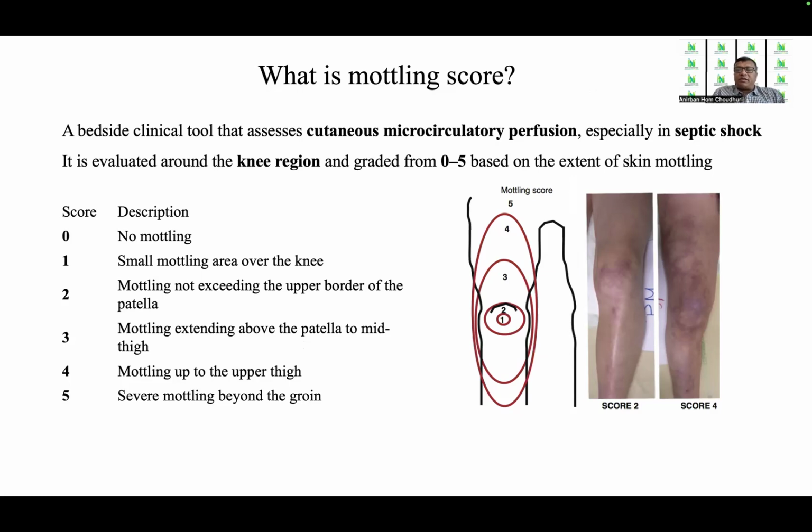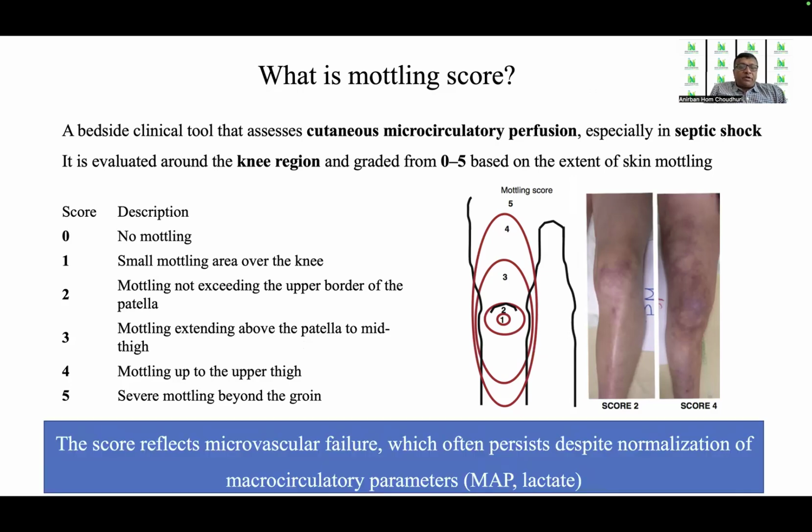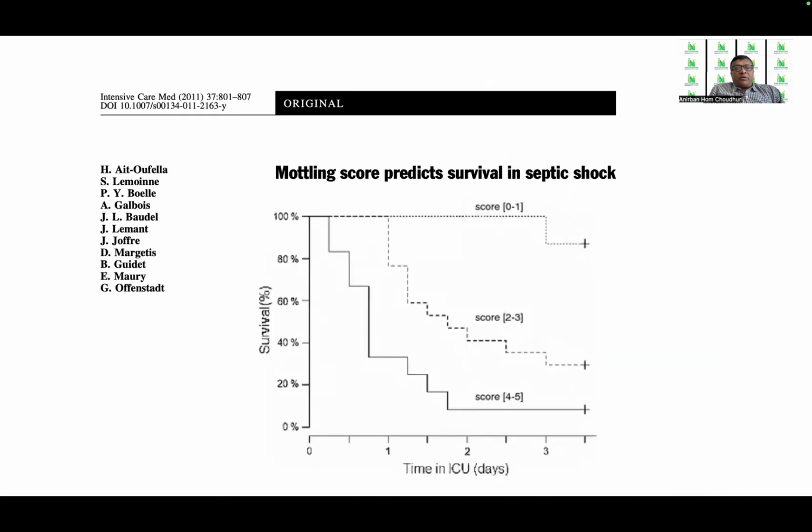As you can see in this picture, there are two pictures showing a score of 2 and 4 according to this definition. Now, the higher the score, the worse is the microcirculatory perfusion and the higher the mortality risk. Therefore, the score reflects microvascular failure, which often persists despite normalization of the macrocirculatory parameters like the mean arterial pressure, lactate, etc.